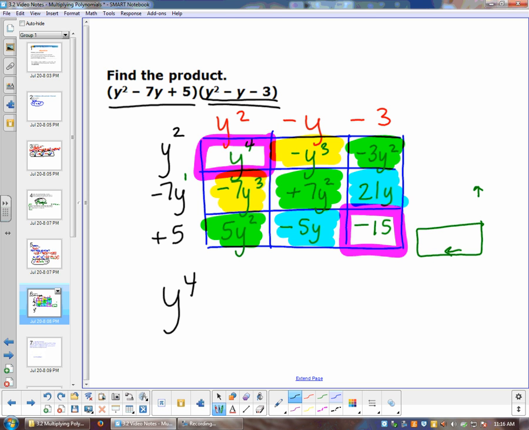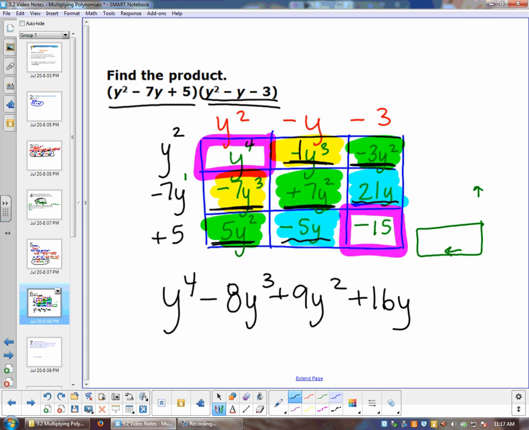For my y to the 3rds, again, I'm looking in my yellow highlighted boxes here and here. Negative 7y to the 3rd minus 1y to the 3rd will be minus 8y to the 3rd. My y squared terms are highlighted in green, so positive 5y squared plus 7y squared is 12y squared. Minus 3 of those is going to be plus 9y squared. In this light blue, minus 5y plus 21y is plus 16y, and then finish off with my constant, which is negative 15.